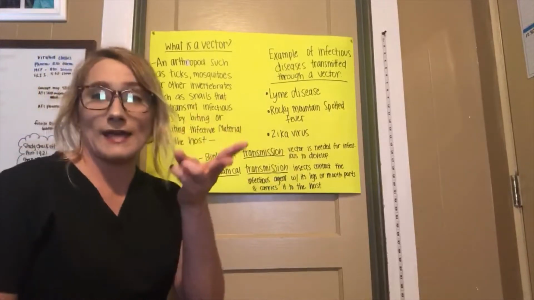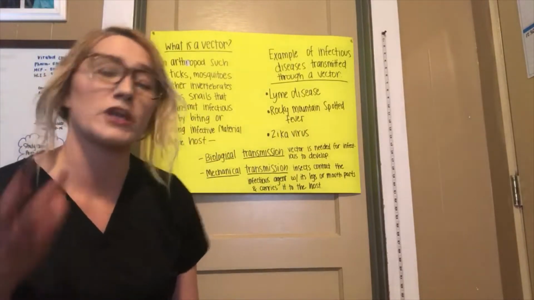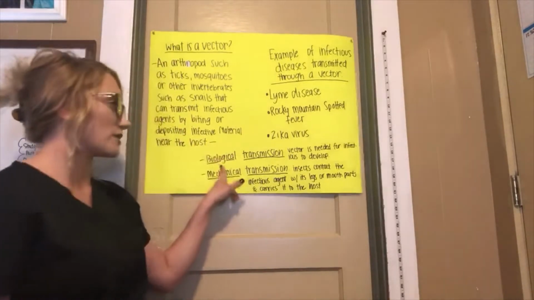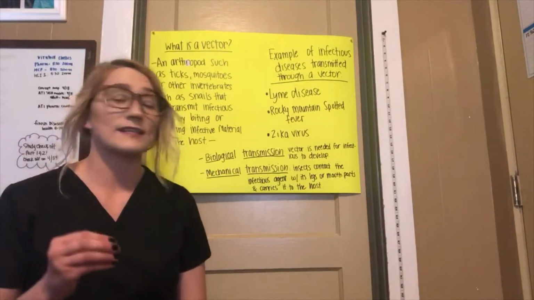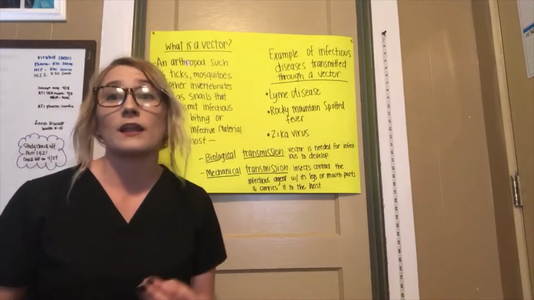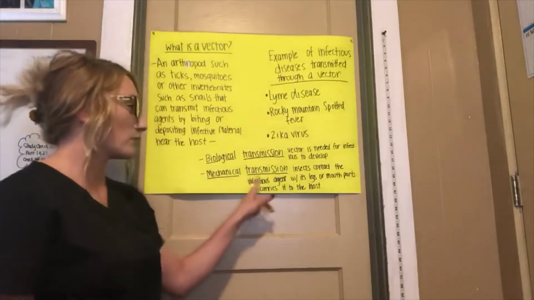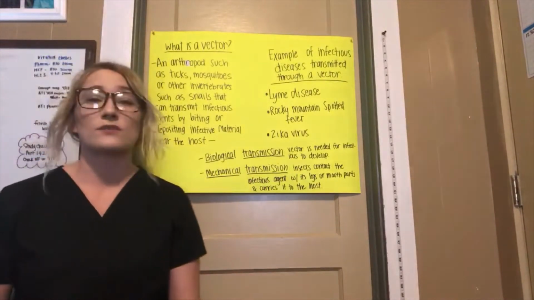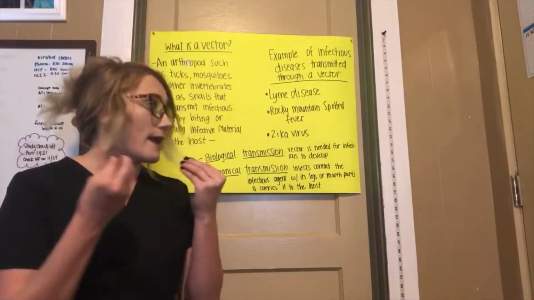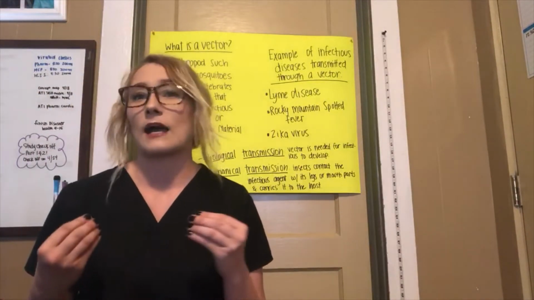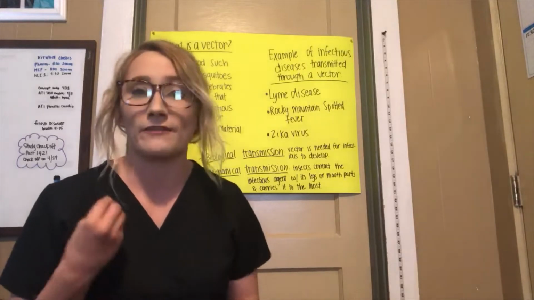There are two different ways for a vector to transmit something to a host. One is biological transmission, where the vector is needed for the infectious disease to develop. And then we have mechanical transmission, which is when the insect contracts the infectious agent with its legs or mouth and carries it to the host. These could be things like a mosquito or a fly.